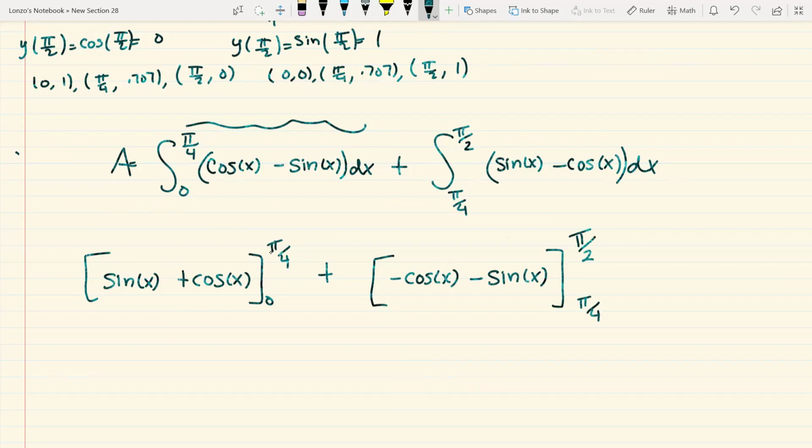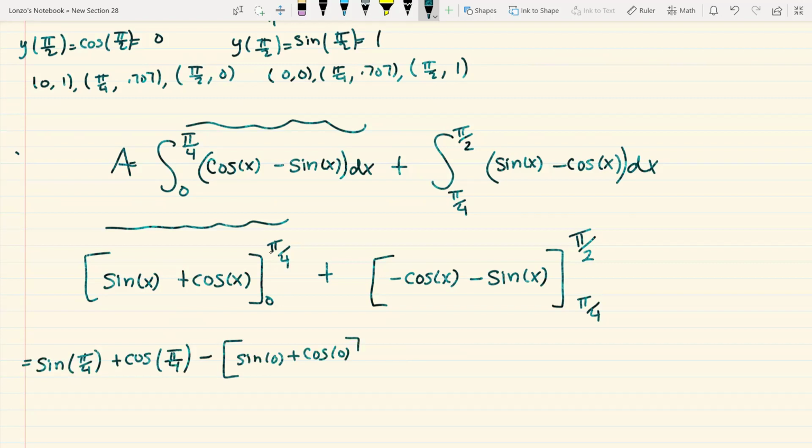So now let's do the fundamental theorem. So let's do this one right here. Do the top minus bottom. So that's going to be sin of pi over 4 plus cosine of pi over 4 minus bracket sin of 0 plus cosine of 0.